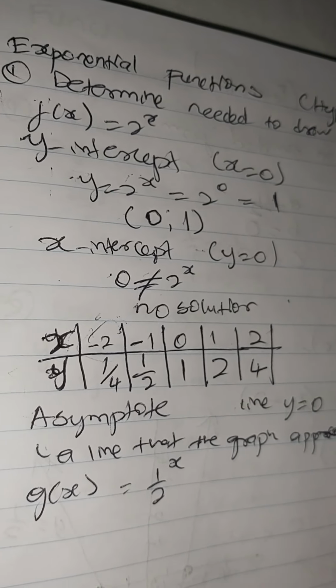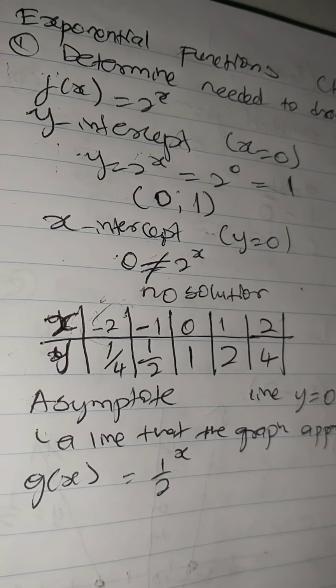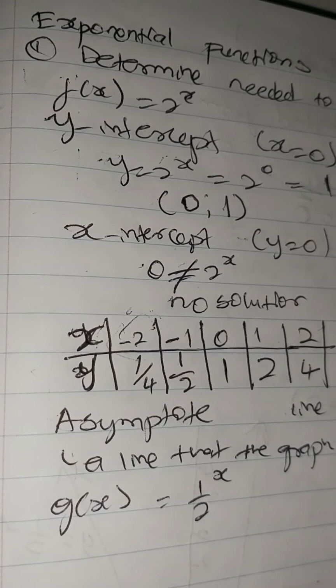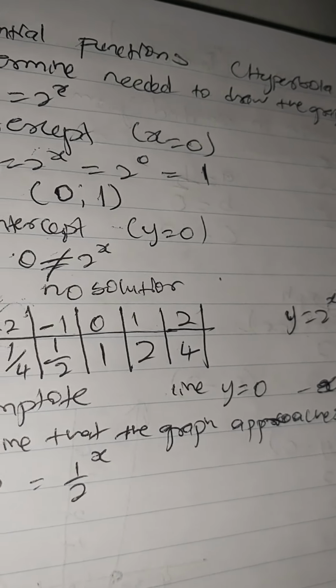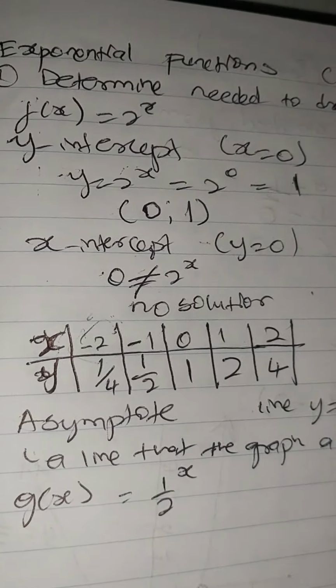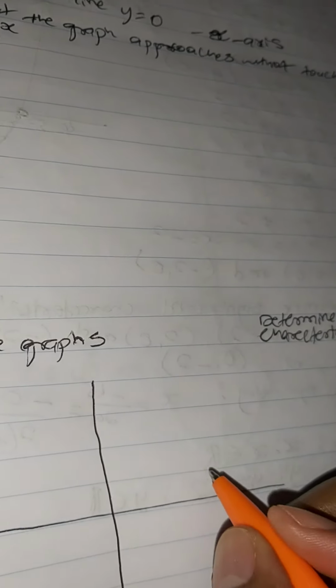So we've got that. Those are the coordinates and the points for the graph y equals 2 exponent x. Okay, then let's draw that graph. We'll come back to the other one. So let's draw that graph.